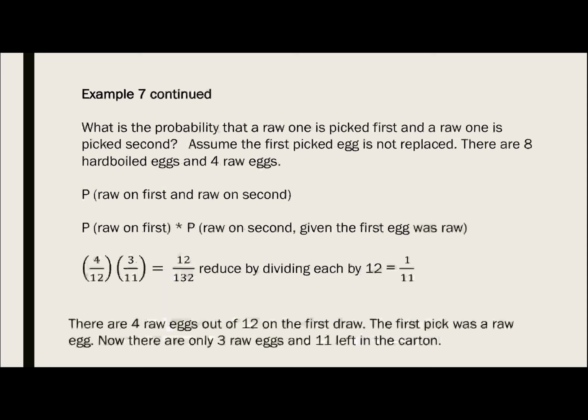We find these by multiplying. Okay, what's the probability that the first one was raw? There were 4 raw eggs out of 12, a dozen. Now, that first raw one does not get put back, so when the second person picks, there are 3 raw eggs, but there's 11 eggs still in there. Okay, the first one got picked, so now there's only 11 left. So 3 of them are raw out of the 11 left on the second pick. Multiply straight across and reduce by dividing each by 12.